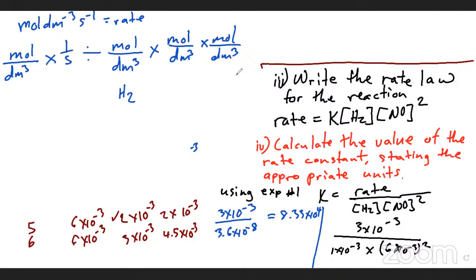So this is for H2, so this is basically like H2 times NO squared. All right, so what I'm going to do now is flip everything on this side of the division sign. So I'm switching it to multiply, and then I'm flipping everything: dm cube over mol. I'm just going through all of these details for explanation purposes. You don't have to do all of this. You can take some shortcuts. So dm cube over mol.